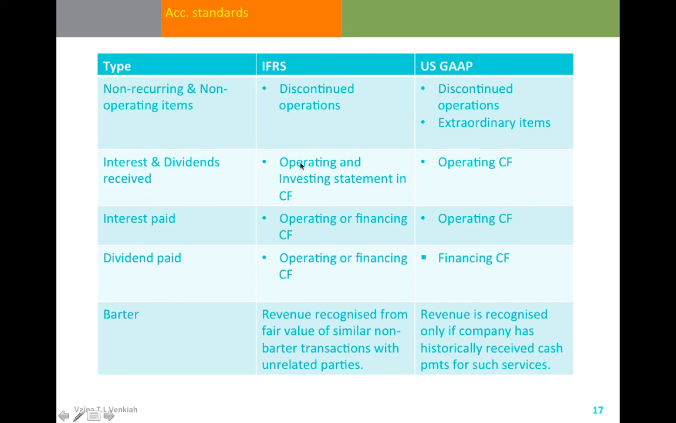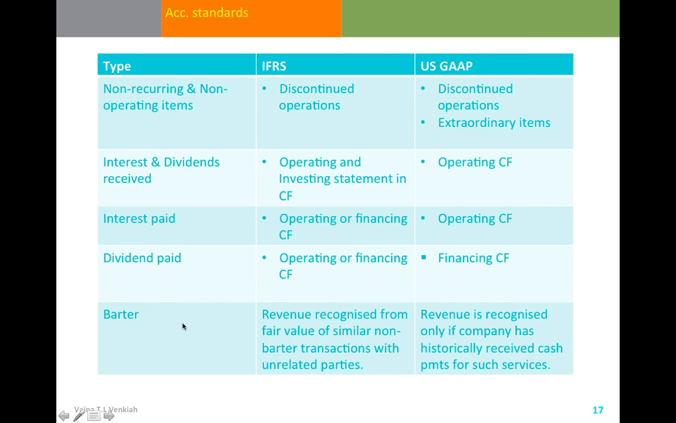Interest and dividends received go in the operating and investing sections of the cash flow statement under IFRS, and operating cash flow under GAAP. So you need to note this difference here. Interest paid is operating or financing under IFRS, and operating under GAAP. Dividend paid goes as operating or financing cash flow under IFRS and becomes a financing cash flow under GAAP.